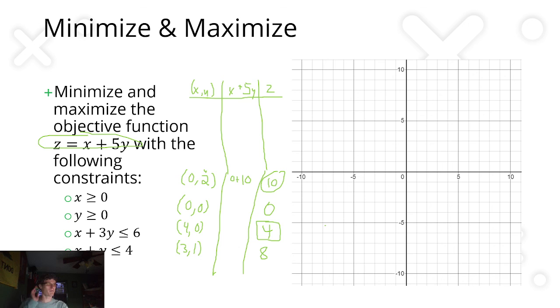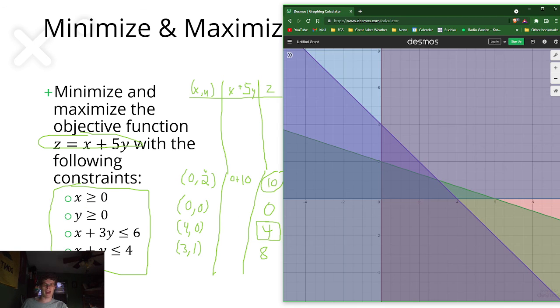Okay, that's how you find minimums and maximums. You graph your constraints, find the common region, or the feasible region is what the term is, feasible region, by graphing these lines. Then find the vertices on the edge of your region, which is these 4 spots here, and then use those ordered pairs to graph your function.